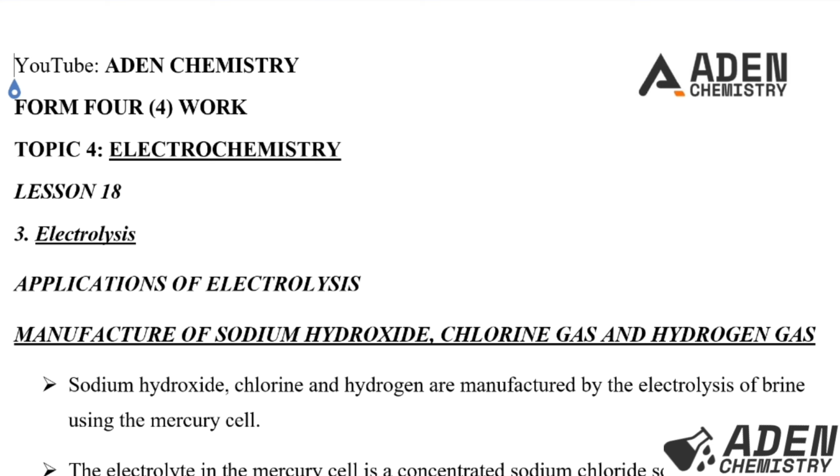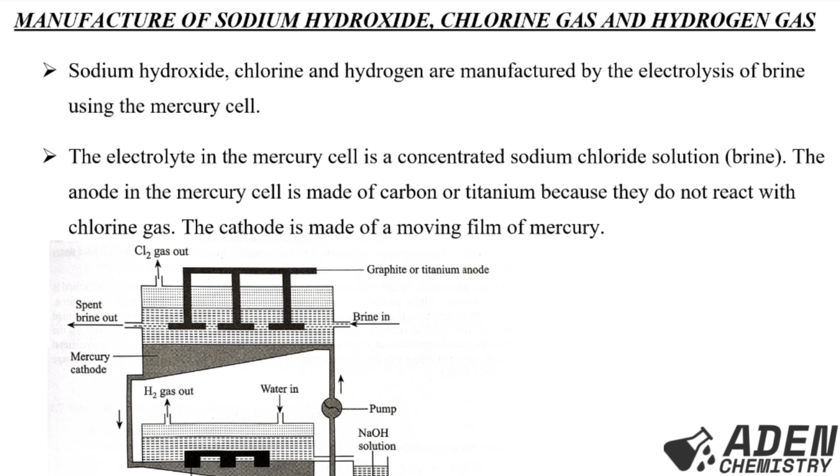So today, lesson 18, we want to proceed to the fifth application of electrolysis, that is manufacture of sodium hydroxide, chlorine gas, and hydrogen gas. We're saying sodium hydroxide, chlorine, and hydrogen are manufactured by electrolysis of brine using the mercury cell. Remember, brine is concentrated sodium chloride.